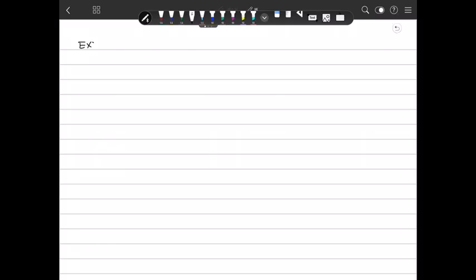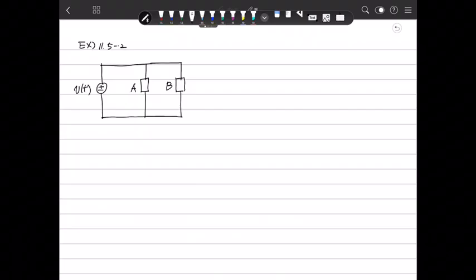Another example, 11.5 and 2. Here we have a circuit like that with voltages, and we have two impedances. Defined impedance is A, and this is B, and this is VT. VT was 24 cosine 5t plus 30 degrees.